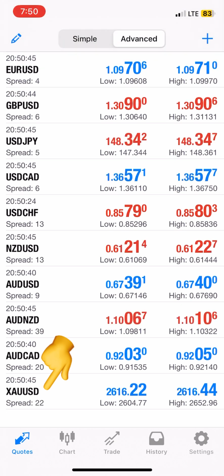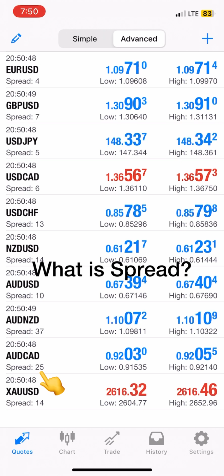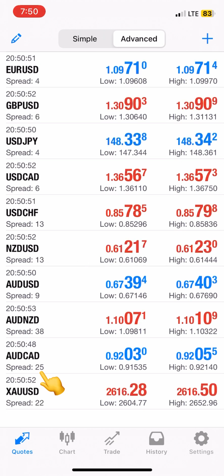Alright, next up we'll be looking at spread. What exactly is spread? Spread can be defined as the difference between the ask and bid price, and spread can also be seen as the cost of your transaction on every given position.